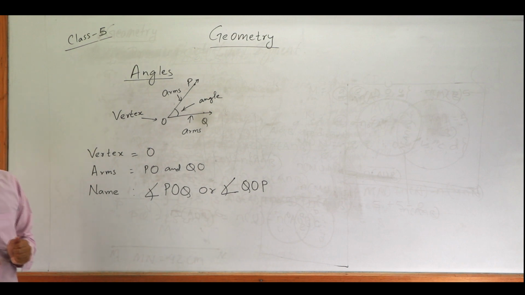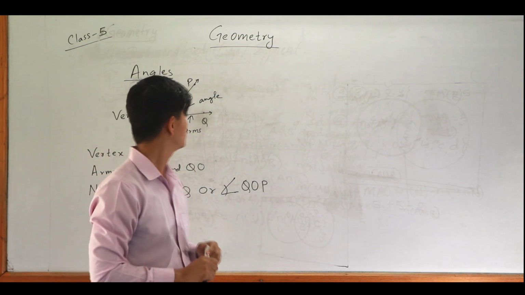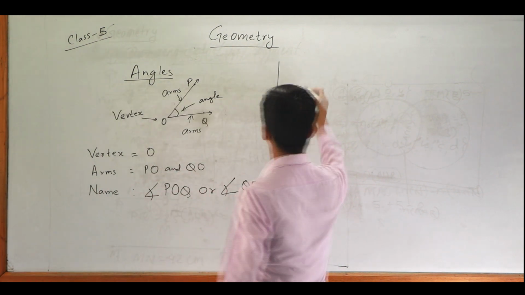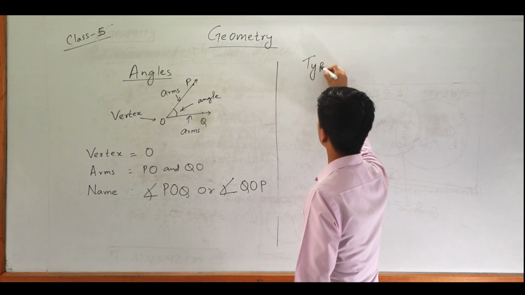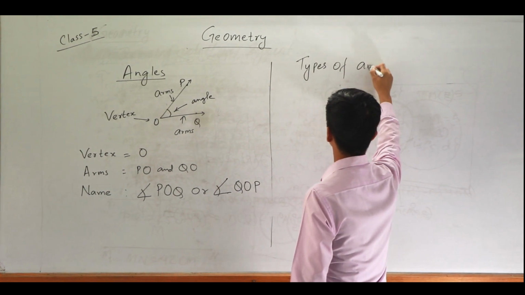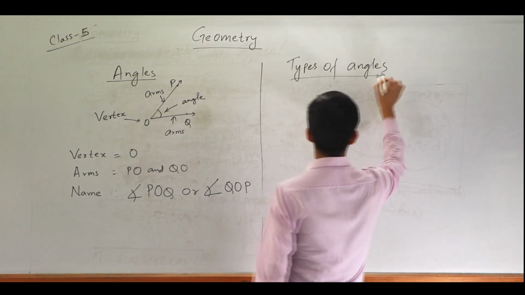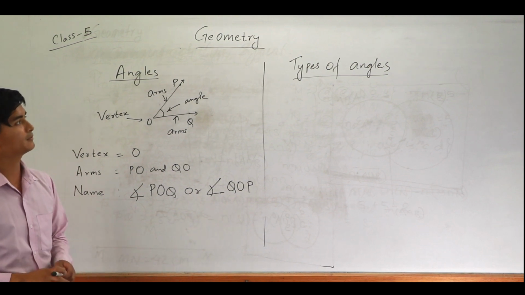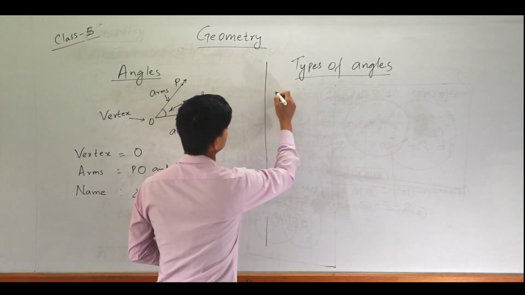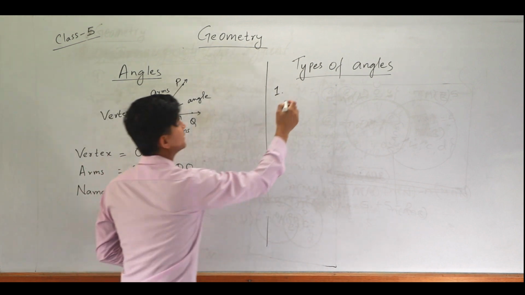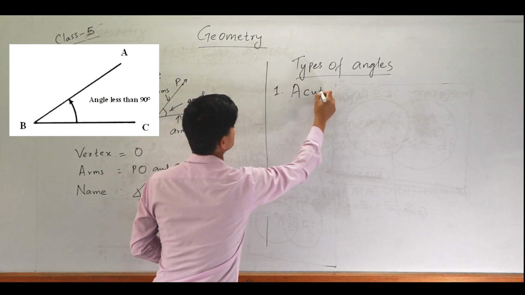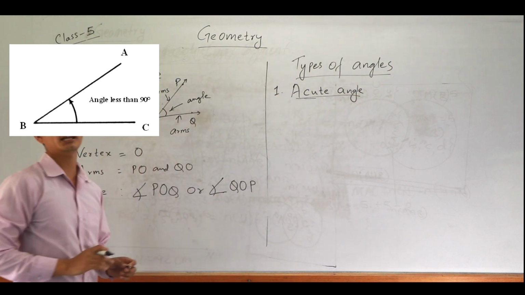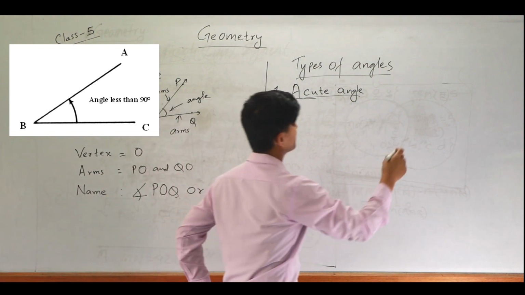Okay, in the next topic we will talk about types of angles. Okay, so here you can write it, different types of angles. I think we have learned this in class 3-4 also. There are 6 types of angle, so we will talk one by one. So the first one is acute angle. I'll show you the figure also.